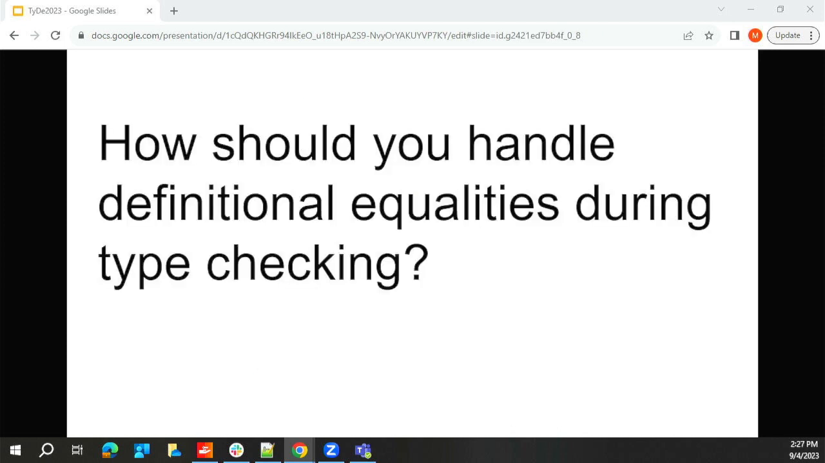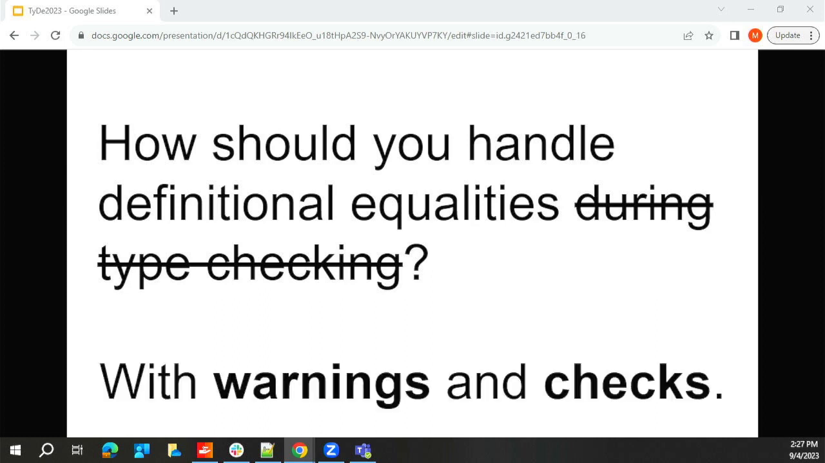So how should you handle definitional equalities during type checking? A lot of people have a lot of good answers to this question, but I think we're asking sort of the wrong question. Why would we want to do this at type checking at all? Type checking generally needs to be extremely fast for programmers to be happy with it. Our equalities are almost always going to be undecidable. It's just a recipe for misery, basically.